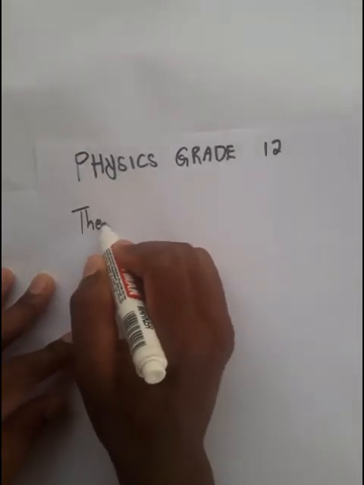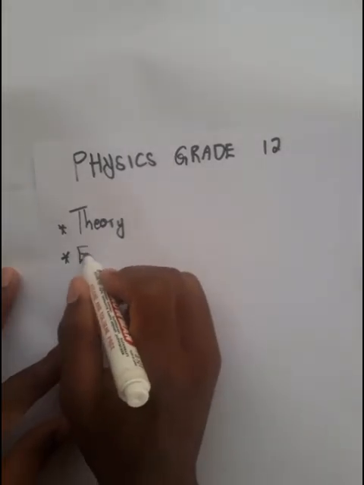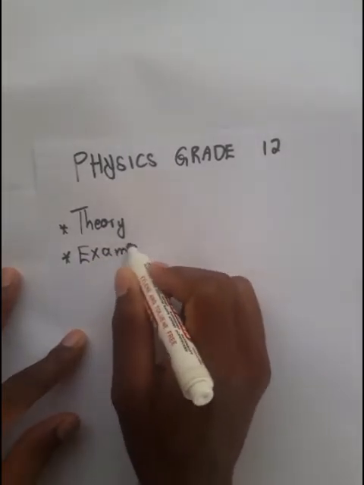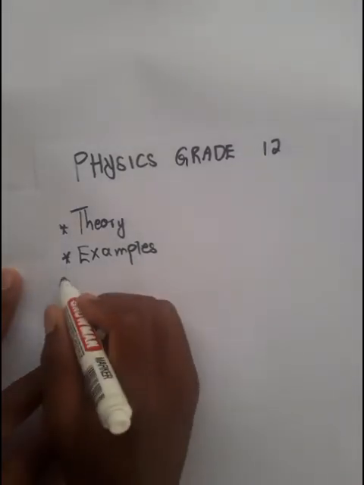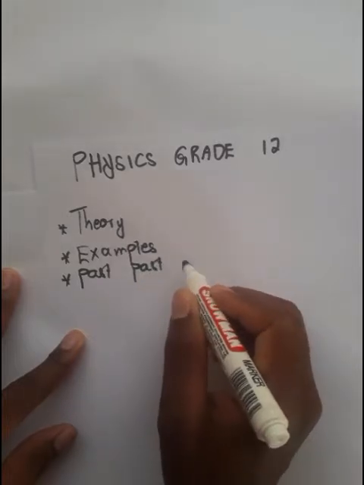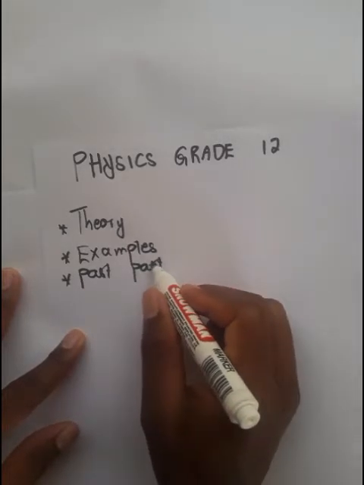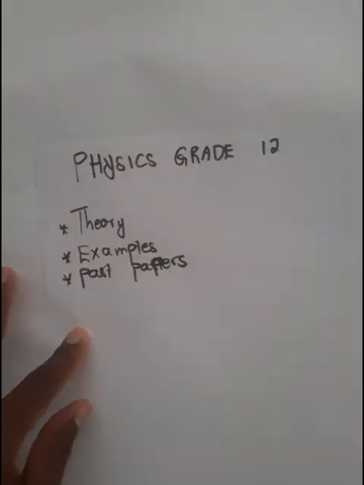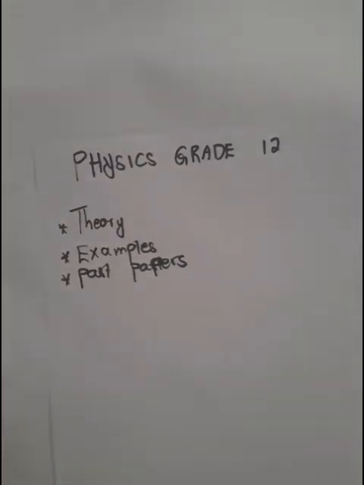The first thing I'm going to do is cover the theory for each and every chapter. The second thing I'm going to do is a few examples for that chapter, and after that we're going to do the past papers for that chapter. So each and every chapter we're going to do like this: theory, examples, and past papers. This is how we're going to work in our course.